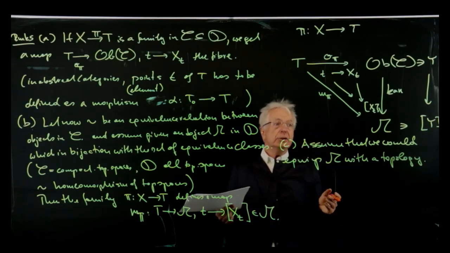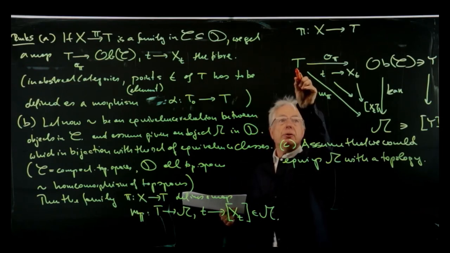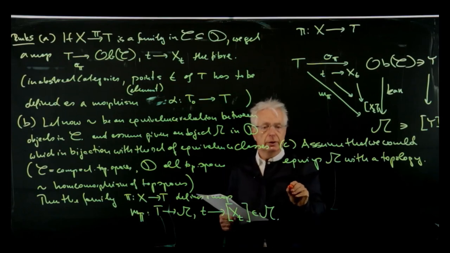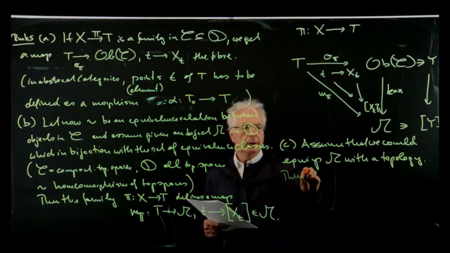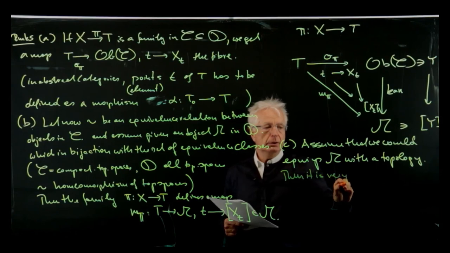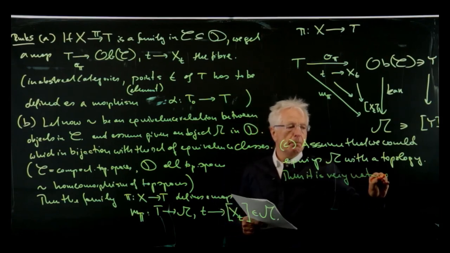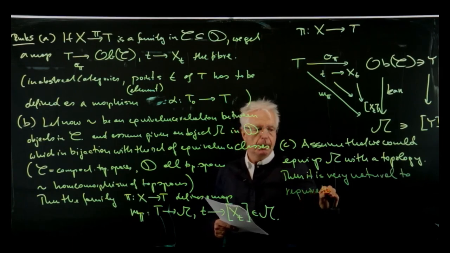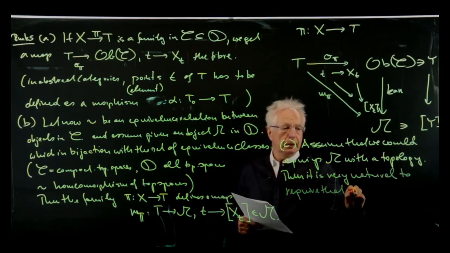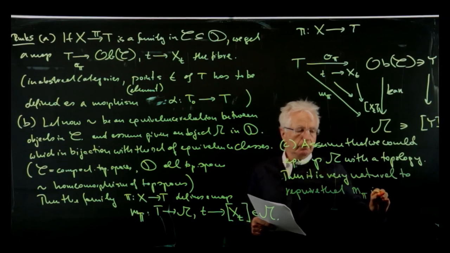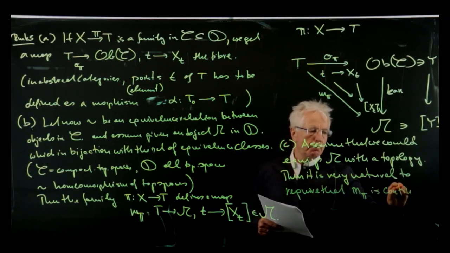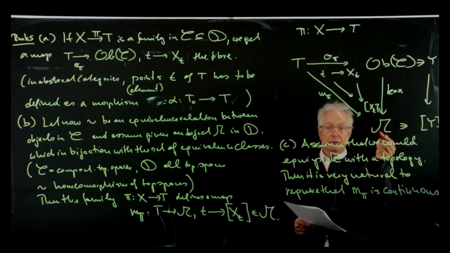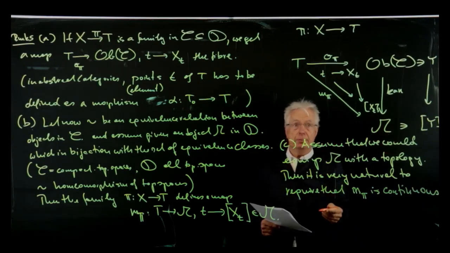Yeah? Then it's very natural to require that the map from T to M, this map m pi, is continuous. Then it is very natural to require that m pi is continuous. And this will be part of the definition of a moduli space, okay?